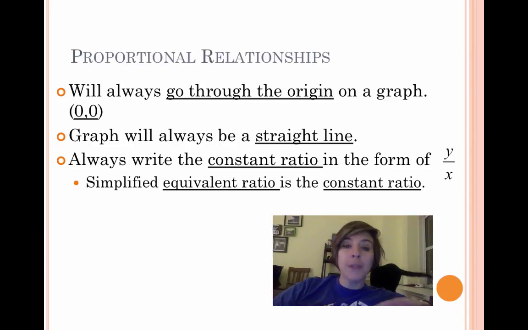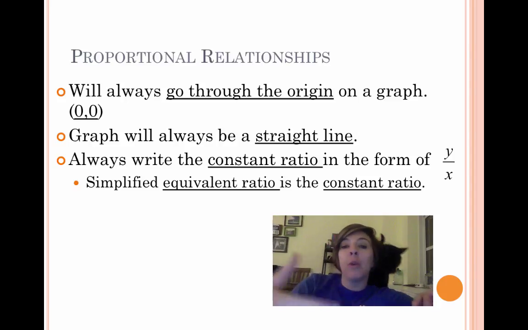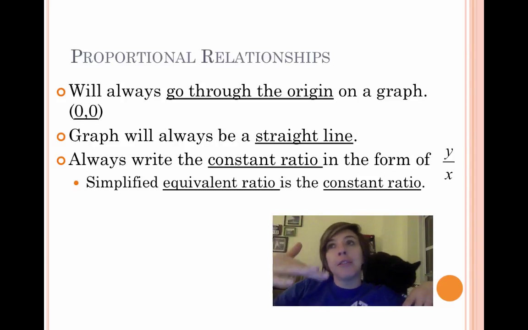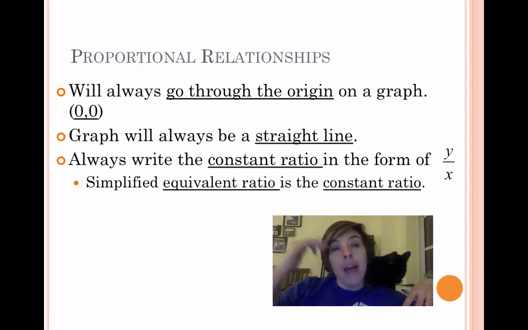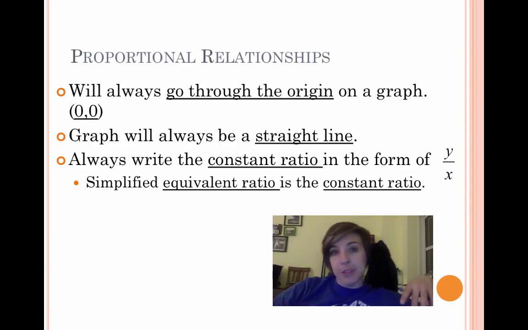Okay? We always write the constant ratio in the form of y over x. And basically, the simplified equivalent ratio is the constant ratio. So when you've got like 15 to 5 and 3 to 1, the 3 over 1 is your constant ratio. That's your simplified equivalent ratio.